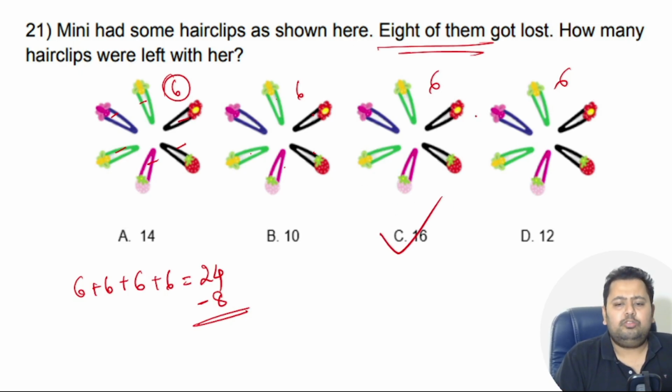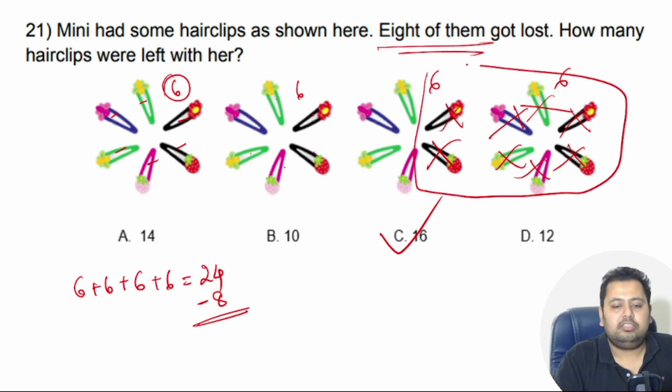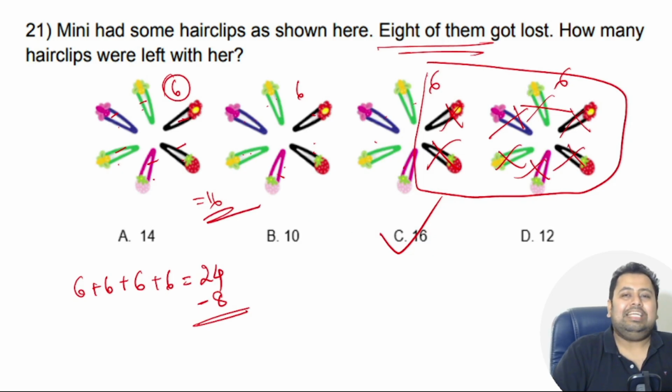The other way to do it also is that if these are all the 24 clips she had, say these are the 8 that got lost. So these 8 got lost, right? Then how many are left with Minnie? Counting 1, 2, 3, up to 16, if you add it, you get 16. So option number C is your correct answer. There are two ways to do it. Whichever way you do it, it is correct.